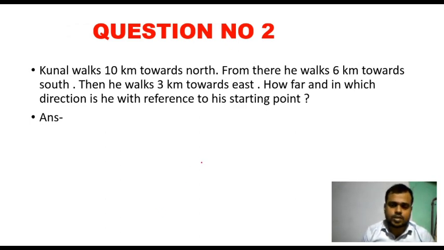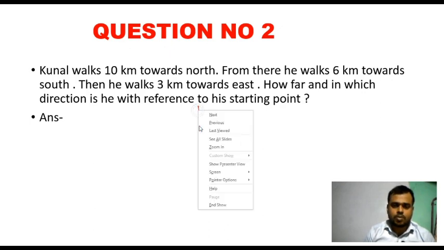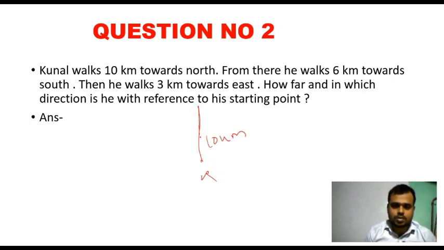Suppose Kunal is here, and Kunal walks 10 km towards north. Suppose this is 10 km towards north. Now from there he walks 6 km towards south. Now after reaching this point, Kunal walks 6 km. Suppose this is 6 km towards south.